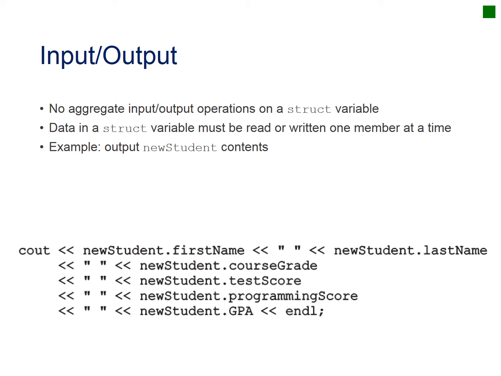Input-output. No aggregate input-output operations are allowed on a struct variable. Data in a struct variable must be read or written one member at a time. For example, to output newStudent contents, you can see cout newStudent.firstName and newStudent.lastName.